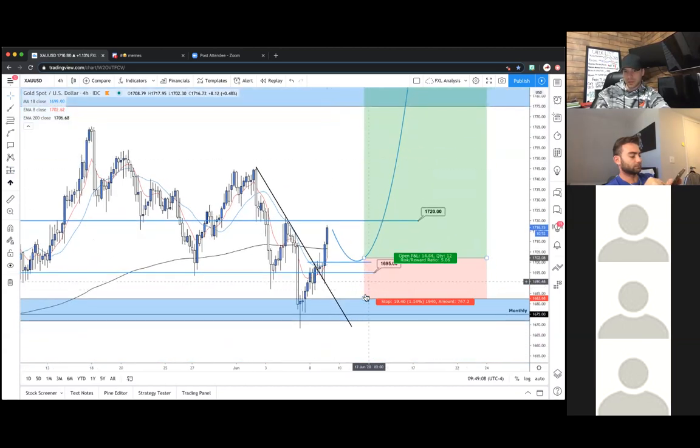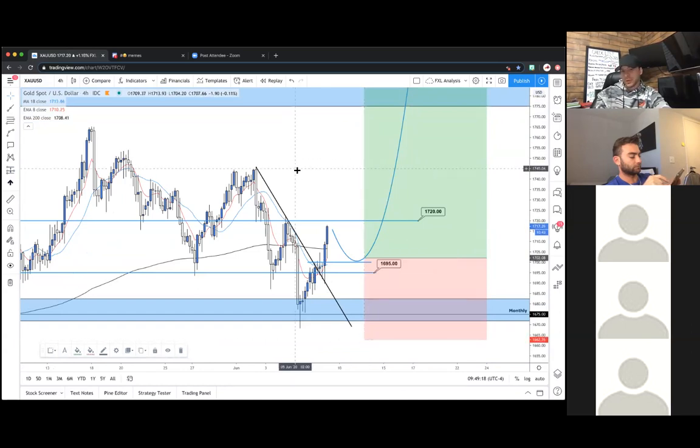Something like this, and that's a 5-0. You can even move this all the way down here, and we're looking at a 2.5. Drop that risk, drop that lot size, 2.5 risk-reward is plenty. So this is what we could be looking at.